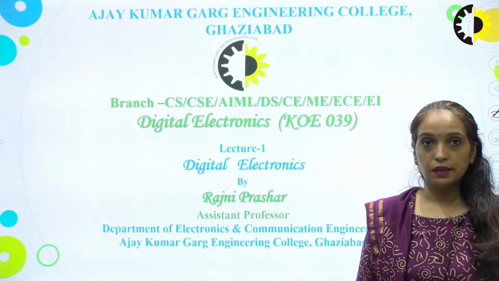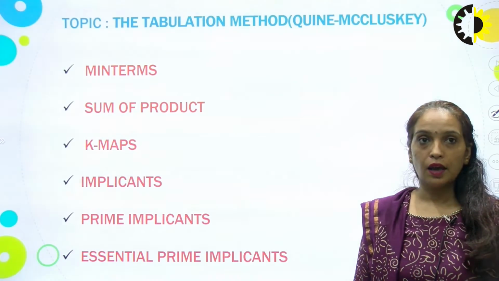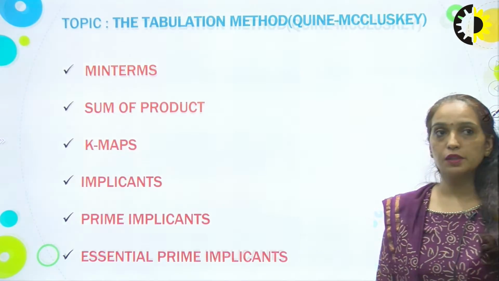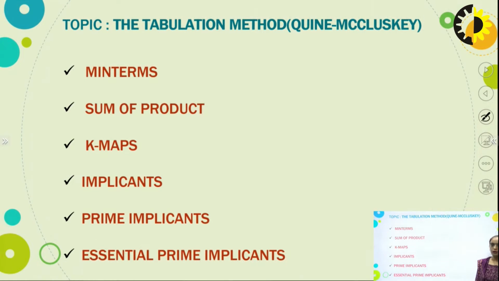This is the second year syllabus, and the topic which we are going to discuss today is the tabular method, that is also known as the Quine McCluskey method. Till now we believe that you have gone through the minterms, how we can calculate the minterms, how we can write the sum of product equations. K-map you have studied, and you must know about these terms: implicant, prime implicant and essential prime implicants.